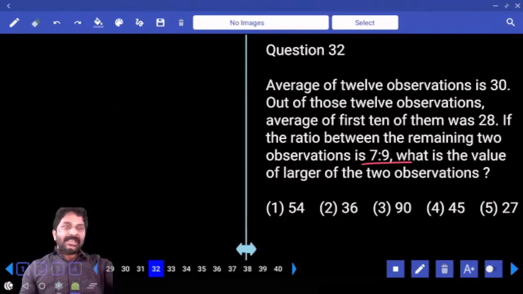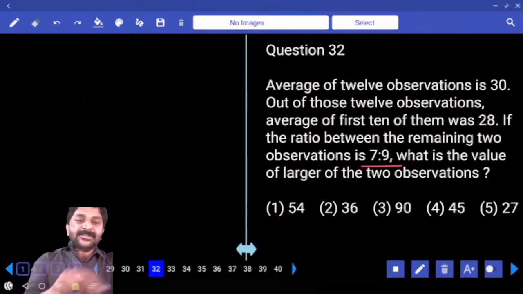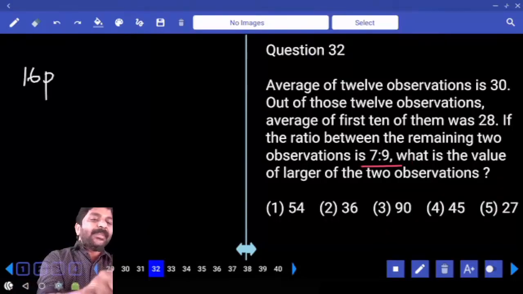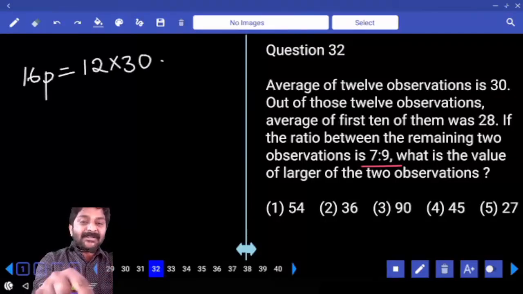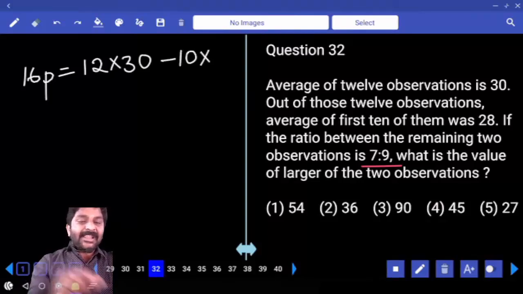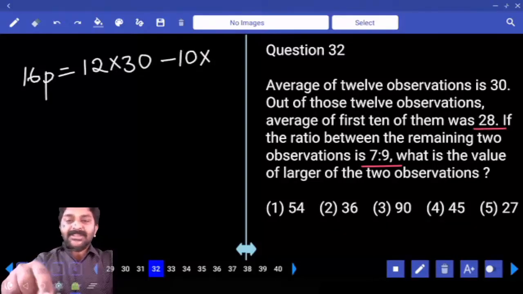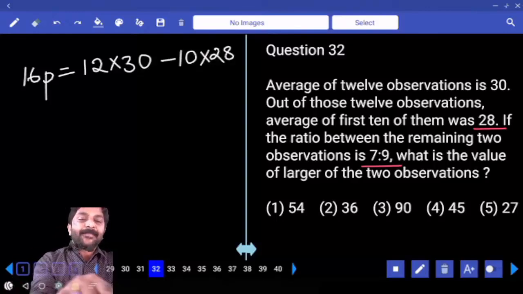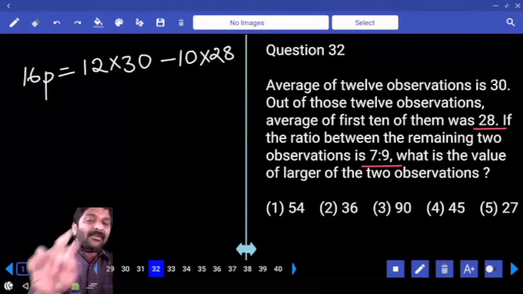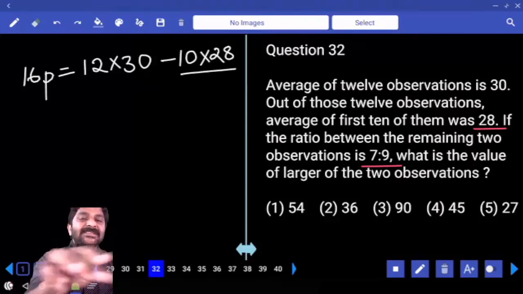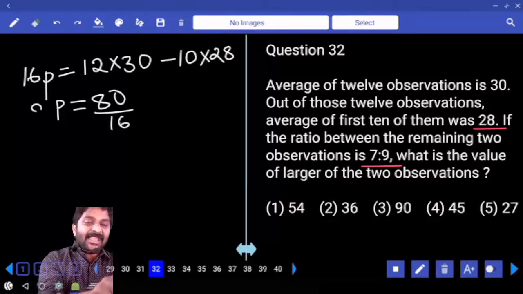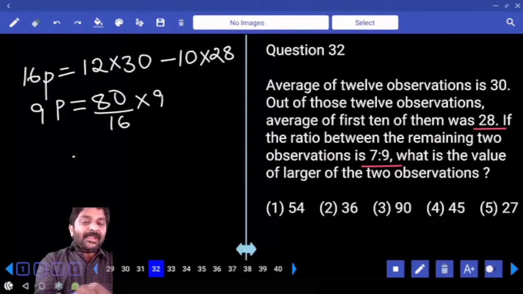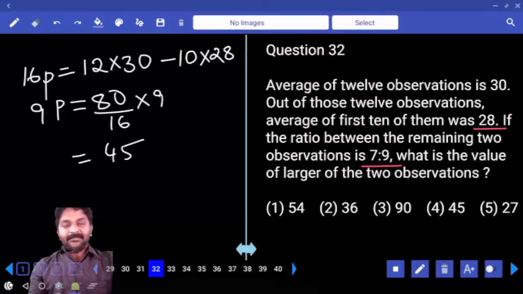So now there are 2 ways. The sum of these 2 numbers in terms of parts is equal to 16 parts only, which is equal to the sum of 12 numbers minus the sum of the remaining 10 numbers. Average of 10 numbers is mentioned as 28. How much is this? 360 minus 280. How much is that? 80. Then 1 part is equal to 80 divided by 16. 9 parts is equal to that into 9. How much is that? 45.